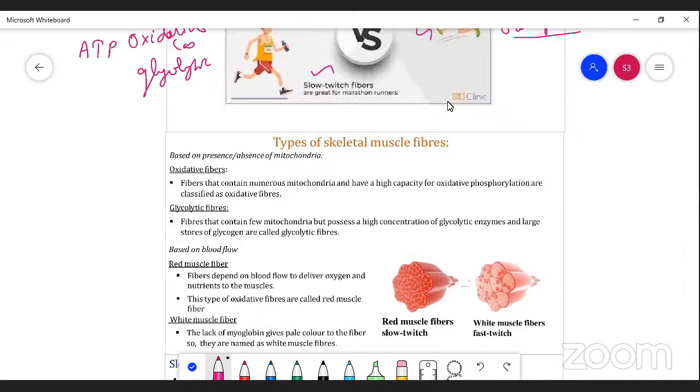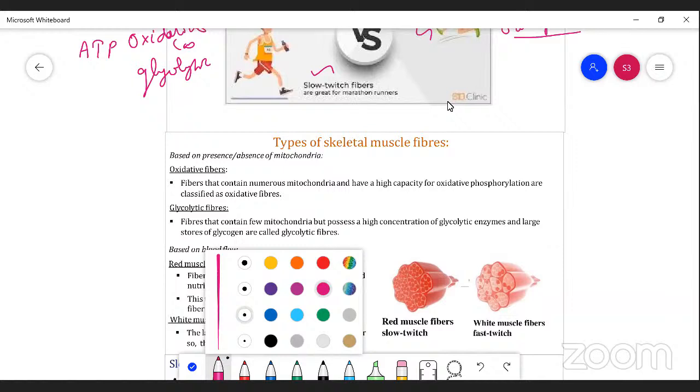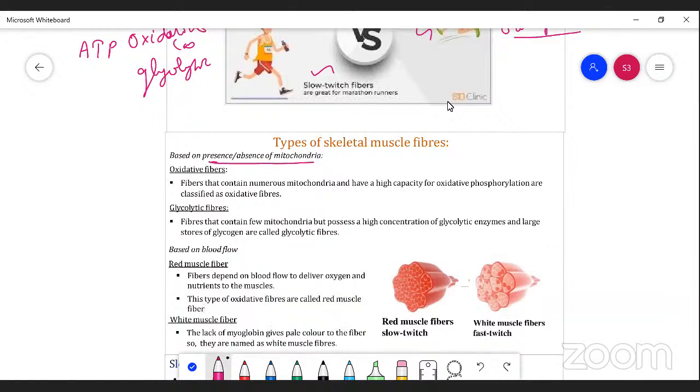Now the third type. In the third type, the types of the skeletal muscle fibers are based on the presence or absence of the mitochondria. You know what is mitochondria? That is giving more energy to the cells. Okay, so this mitochondria, we are saying, is the powerhouse of the cell. Each and every cell has a mitochondria. So based on the presence or absence of the mitochondria, the skeletal muscle fibers are classified into two types.